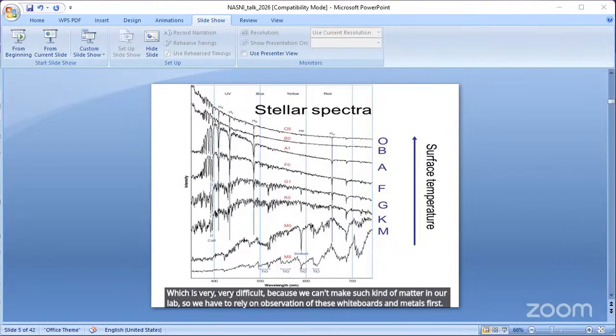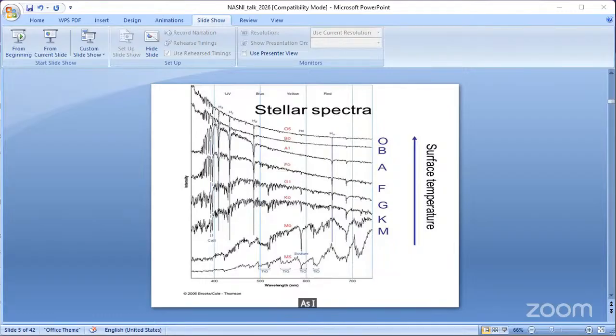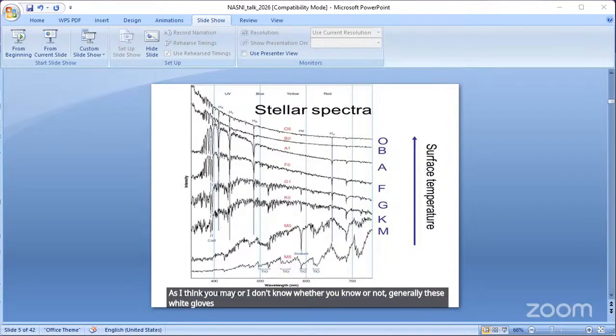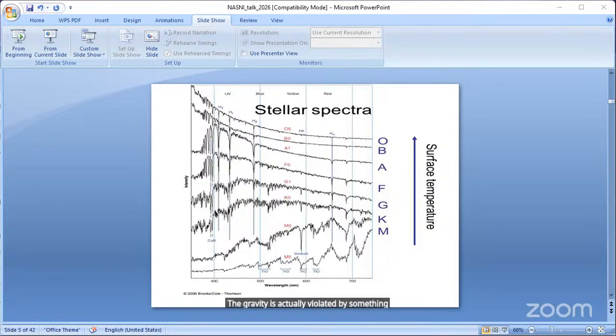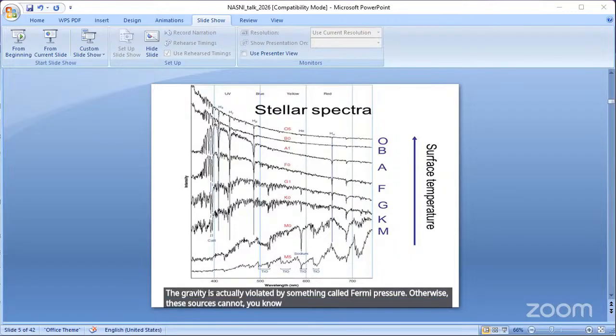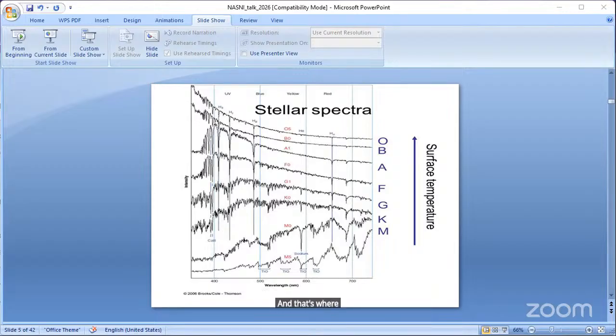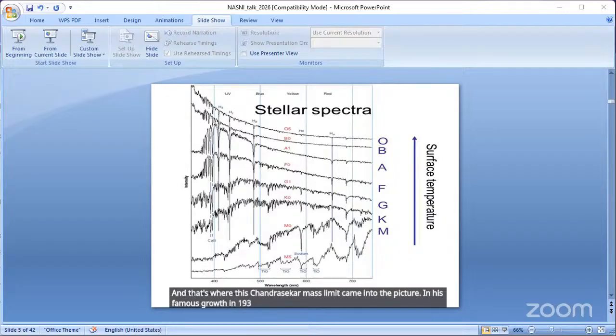And generally these white dwarfs and neutron stars are quite different from our normal stars, because in normal stars the gravity is balanced by the radiation pressure, whereas in neutron stars and white dwarfs the gravity is actually balanced by something called Fermi pressure. Otherwise, these sources cannot exist in nature. And that's where the Chandrasekhar mass limit came into the picture. In his famous work around the 1930s, he showed that such kind of structures are possible.